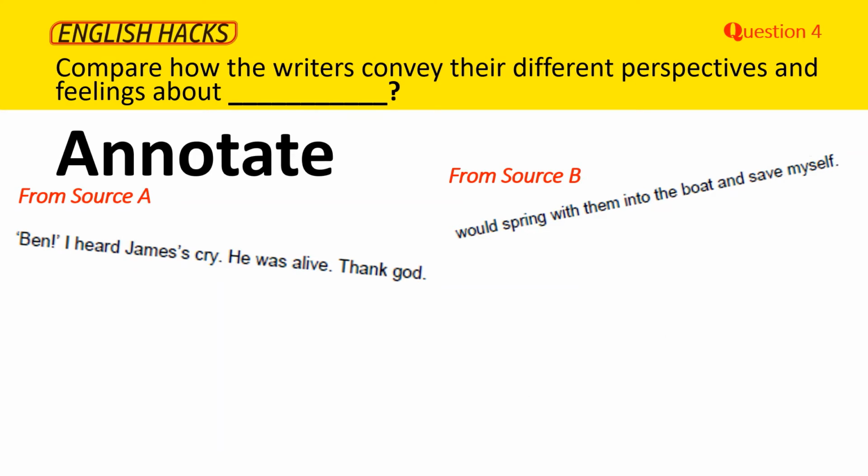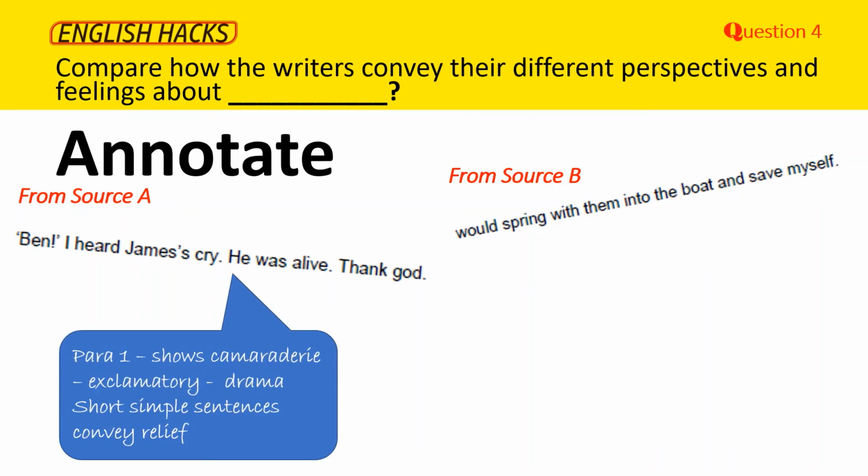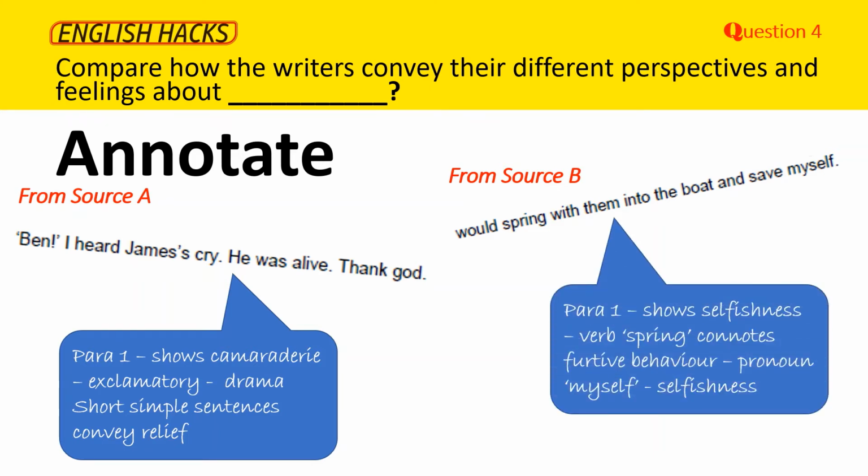As an example then, we've got 2 sources and we found a link between 2 quotations in each source. From source A, "Ben, I heard James's cry. He was alive, thank God." And from source B, "would spring with them into the boat and save myself." Source A then gives a sense of camaraderie. It uses an exclamatory sentence and short simple sentences to convey the writer's sense of relief. Source B, however, shows the opposite, selfishness. The verb spring connotes some furtive behaviour, and the pronoun myself also connotes the selfishness.